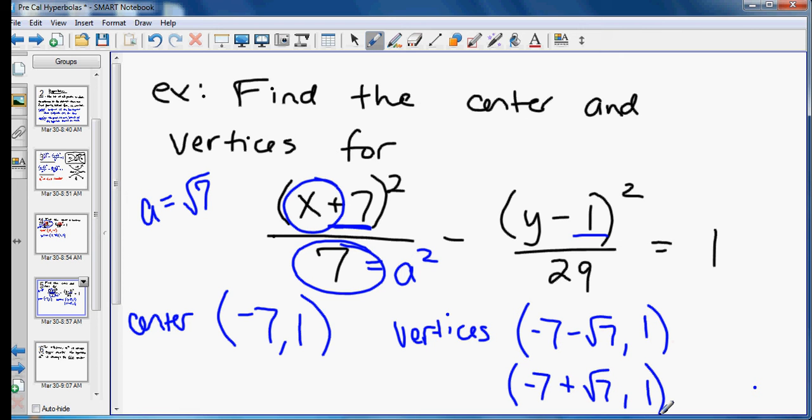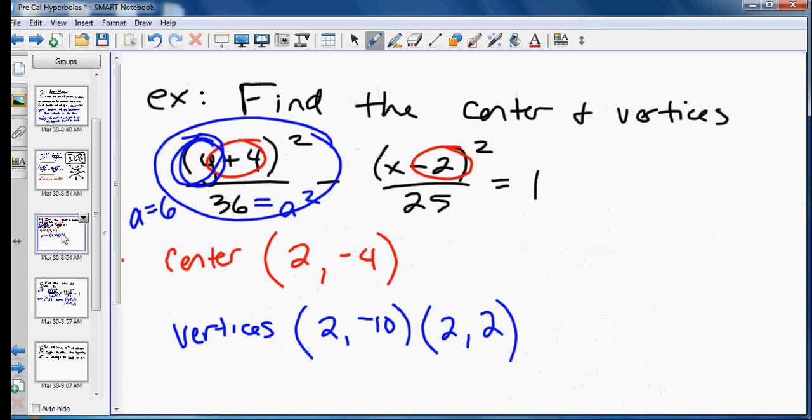So again, you see where the a squared is located makes a difference in how you find the vertices. In this example, a squared was underneath the term that has x in it. So we added and subtracted that a value to the x. Back here, it was underneath the term that had y, so we added and subtracted the a value to the y. So that's all we do to find the center and the vertices.